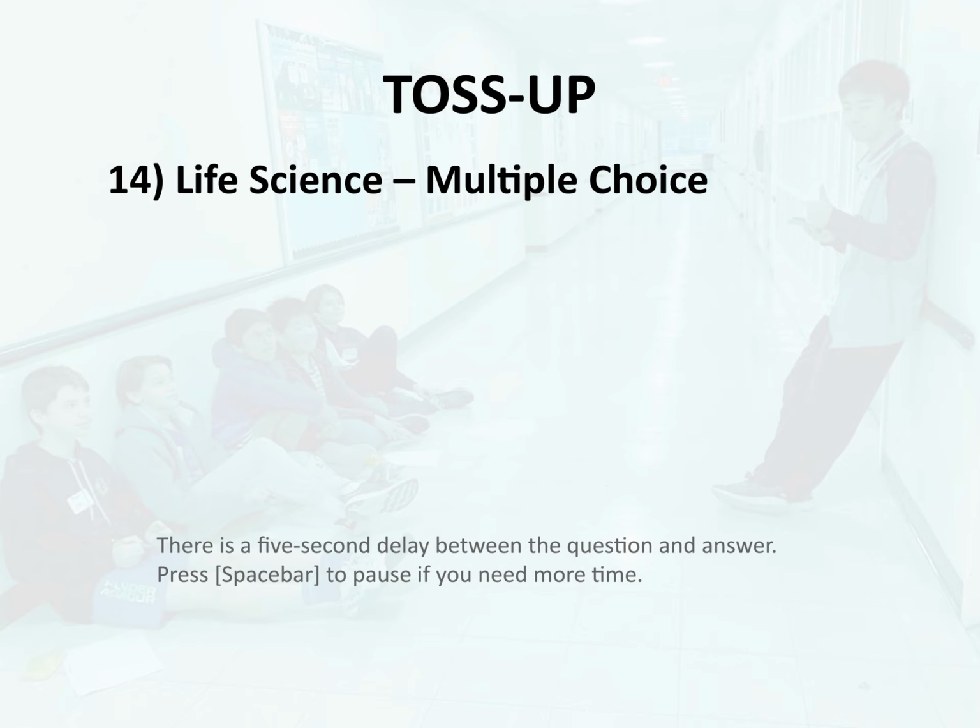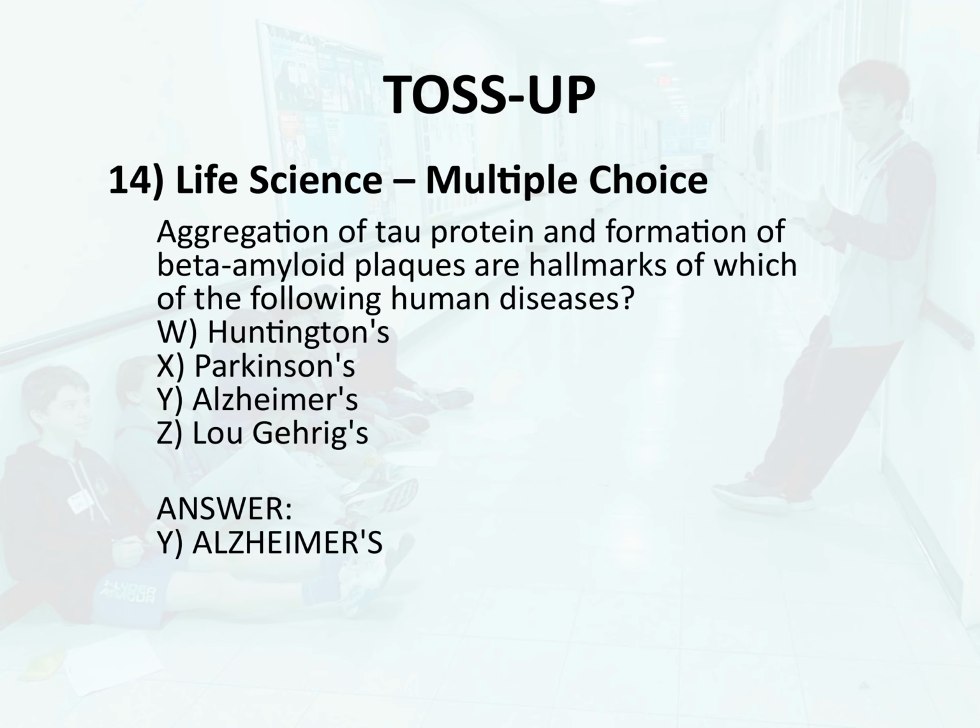Toss-up, 14. Life science, multiple choice. Aggregation of tau protein and formation of beta-amyloid plaques are hallmarks of which of the following human diseases? W. Huntington's. X. Parkinson's. Y. Alzheimer's. Z. Lou Gehrig's. Answer: Y. Alzheimer's.